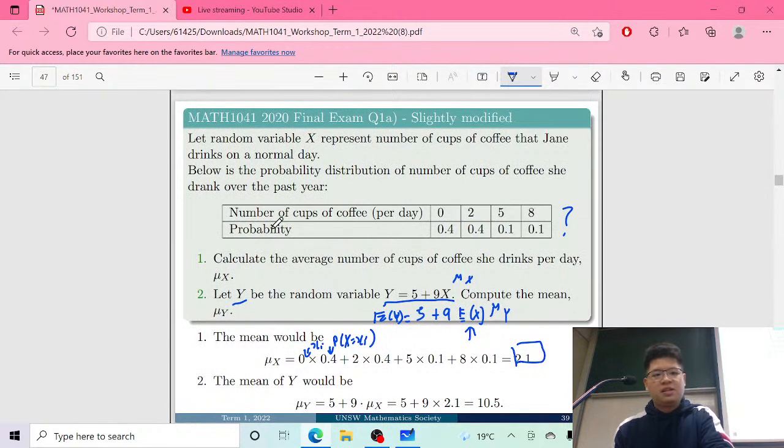I would note though that you probably want to be careful when you're doing your exam, because with these types of questions, if you get your part A wrong, that means your part B would be wrong as well. So just be careful when you're computing the mean.